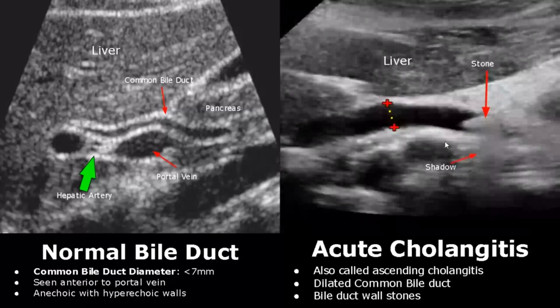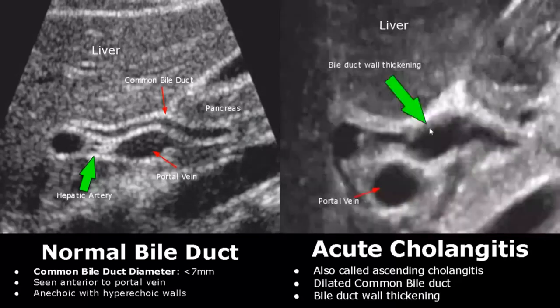In this image, we can see a stone in the bile duct with posterior shadowing, causing inflammation. The bile duct is dilated. Here we can see thickened walls of the bile duct. In normal wall thickness, these echoes are not seen, but in thicker walls, we can see them inside the bile duct.